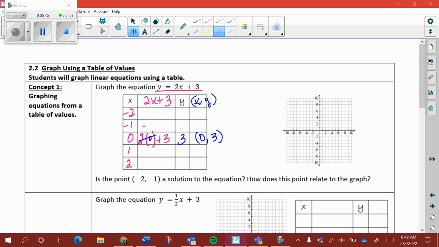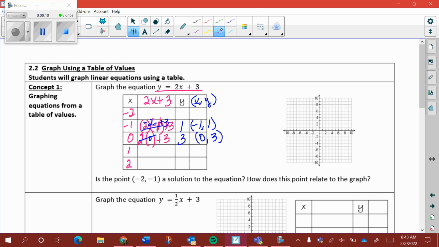Now to go back and do negative 1, I'm going to say 2 times negative 1 plus 3. Well, 2 times negative 1 is negative 2. Plus 3 is going to give me 1. So negative 1 gives me 1.